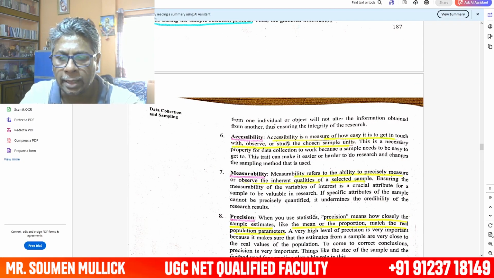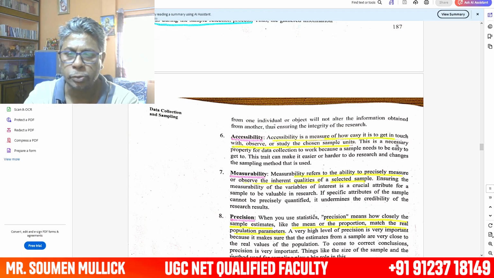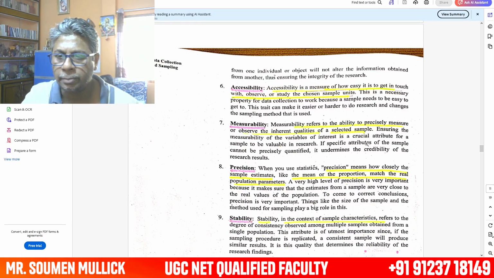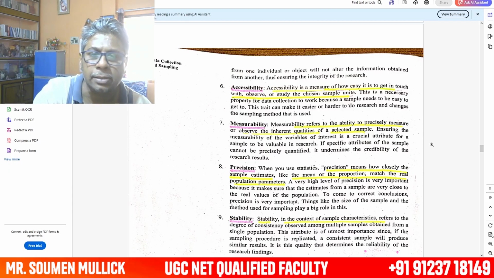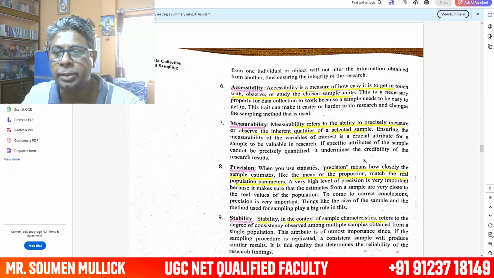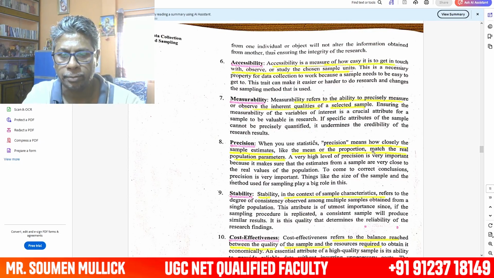Next important thing, accessibility. The ability to get in touch with, observe, and study the chosen sample unit. Measurability refers to the ability to precisely measure or observe the inherent quality of the selected sample.